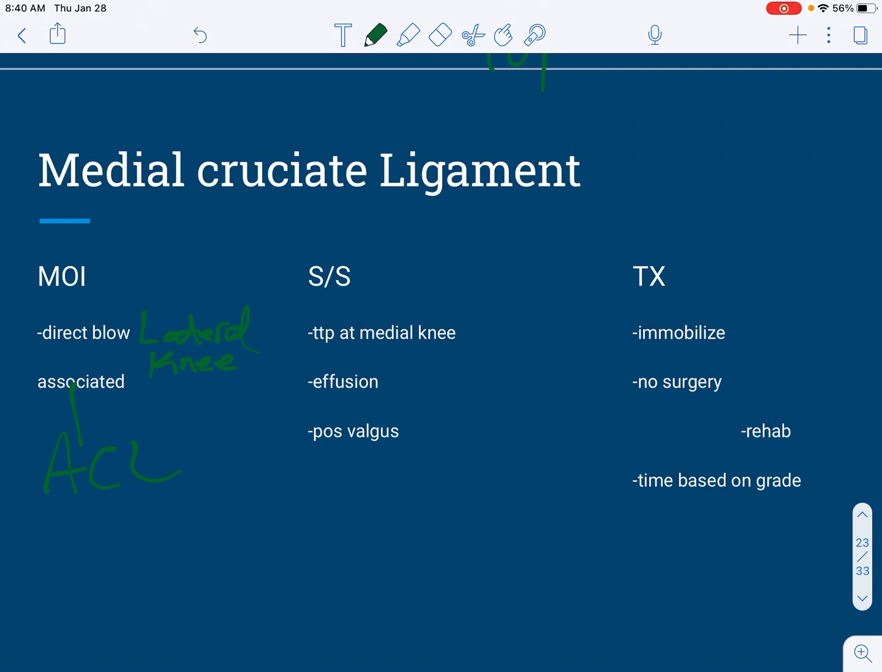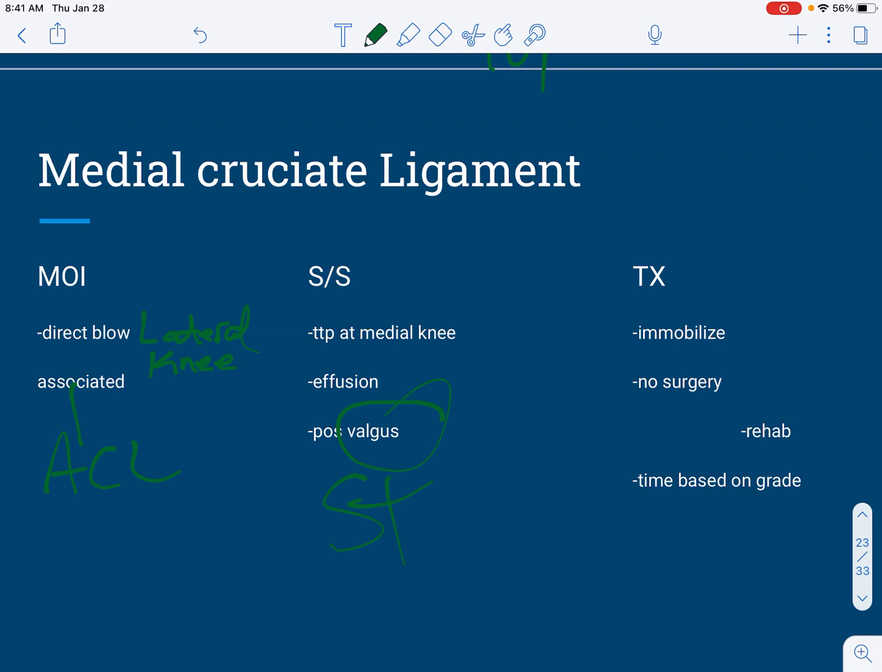Signs and symptoms: you're going to have tenderness to palpation at the medial knee joint. There'll be some effusion, and then there's the special test, the valgus stress test. Definitely that effusion, and that valgus stress test, you could definitely feel it open up. Treatment would be to immobilize.